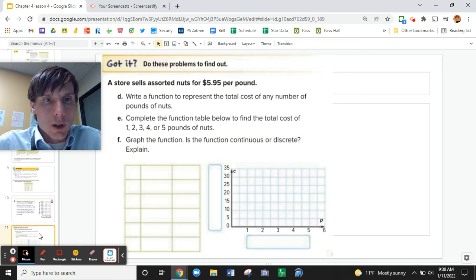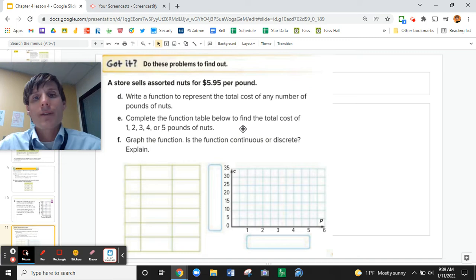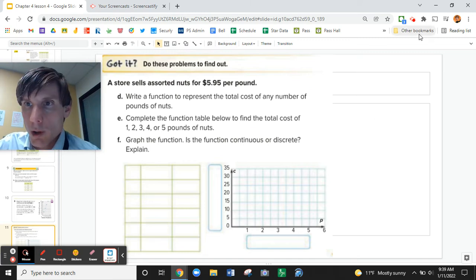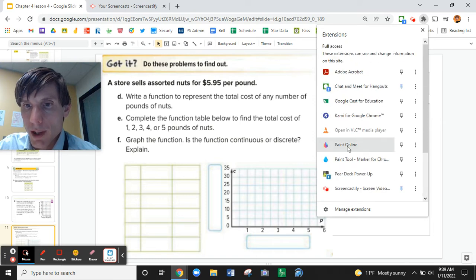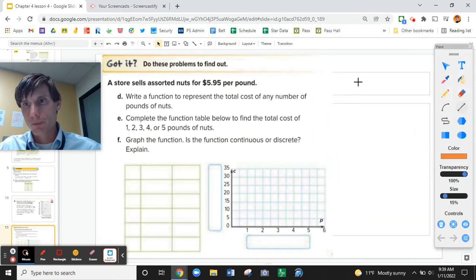All right, so let's look at one more here, and that'll probably be good. A store sells nuts for $5.95 a pound. Write a function to represent the total cost of any number of pounds of nuts. So if it's $5.95 per pound, what would be our equation? Well, whenever you see that word per, always remember that probably indicates multiplication. If I'm going too fast, I'm trying to go fast for time's sake, but just slow the video down, pause it, rewind it.